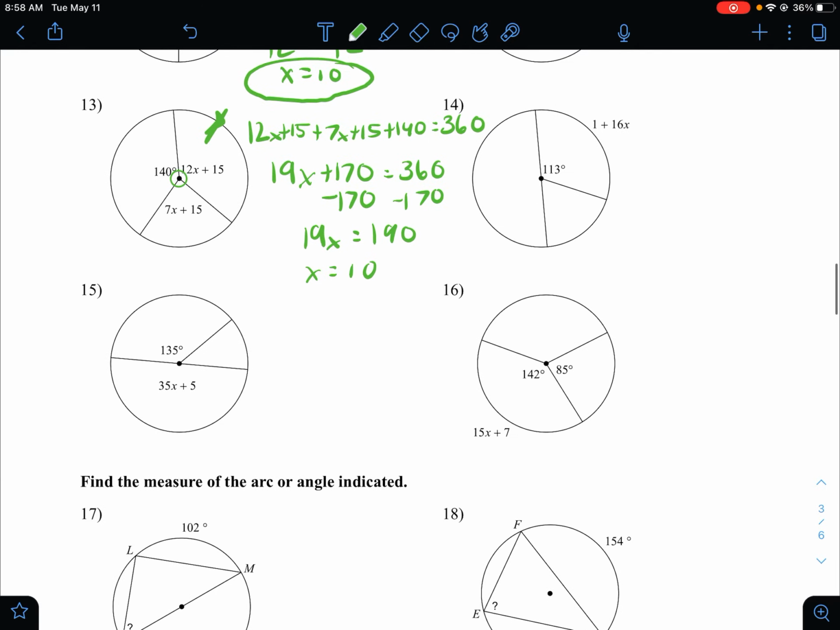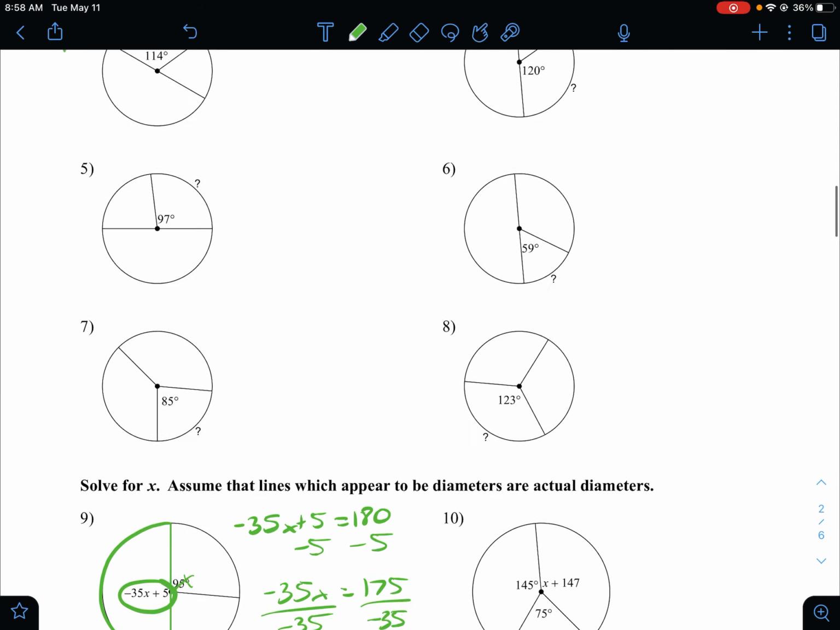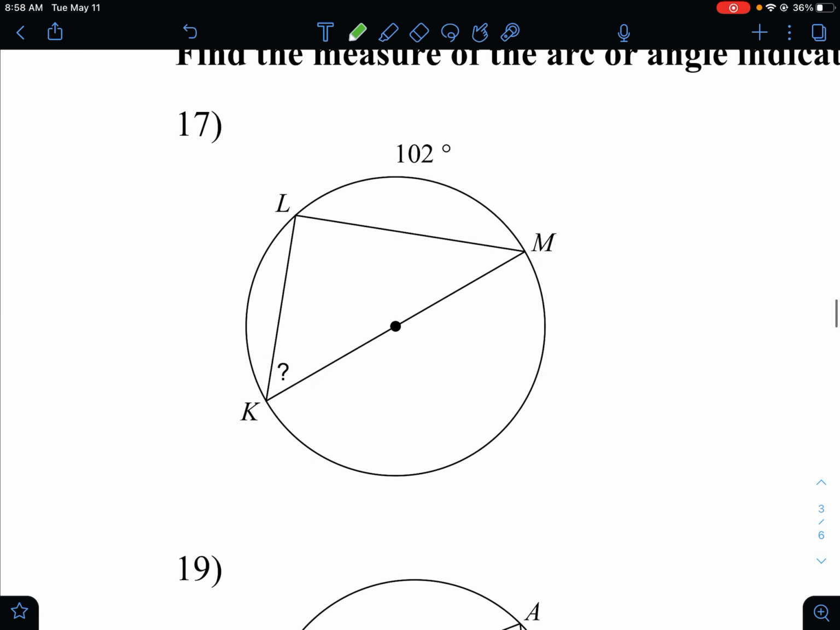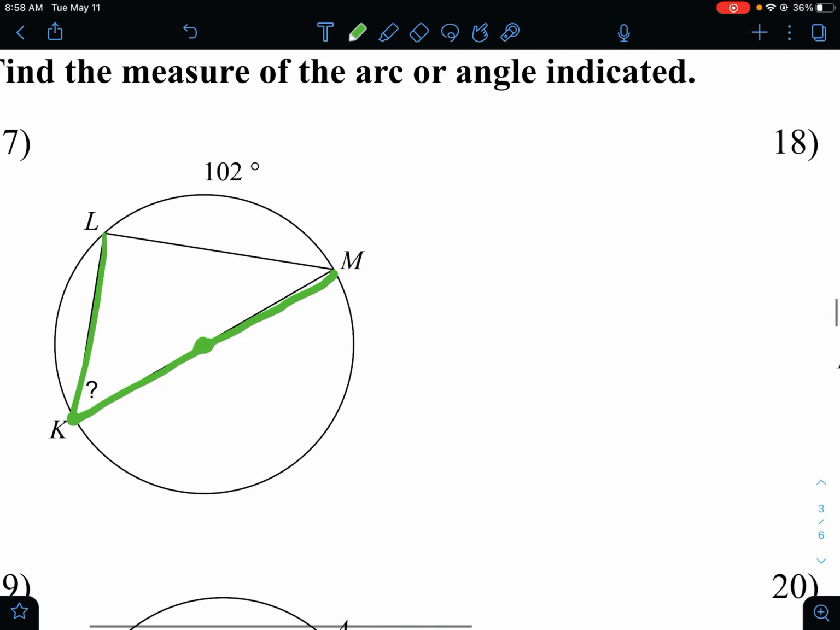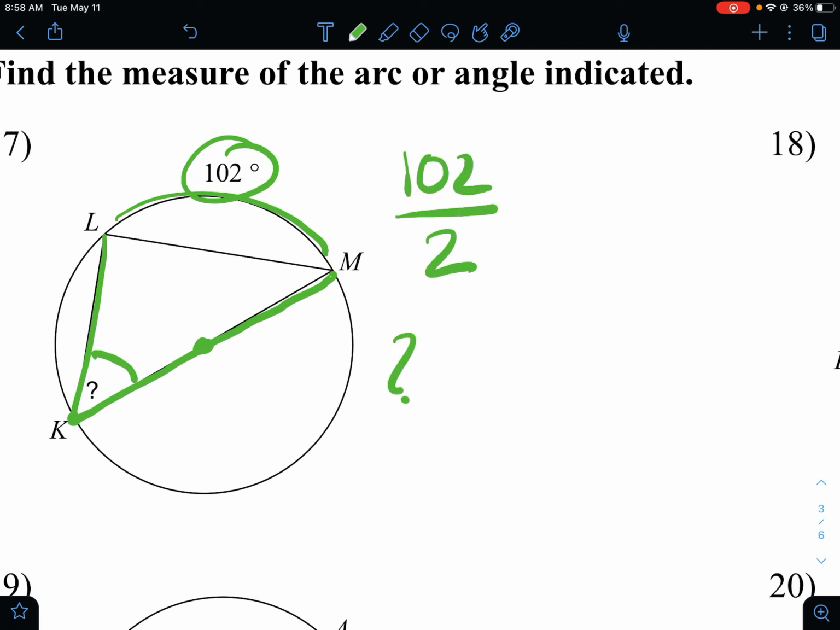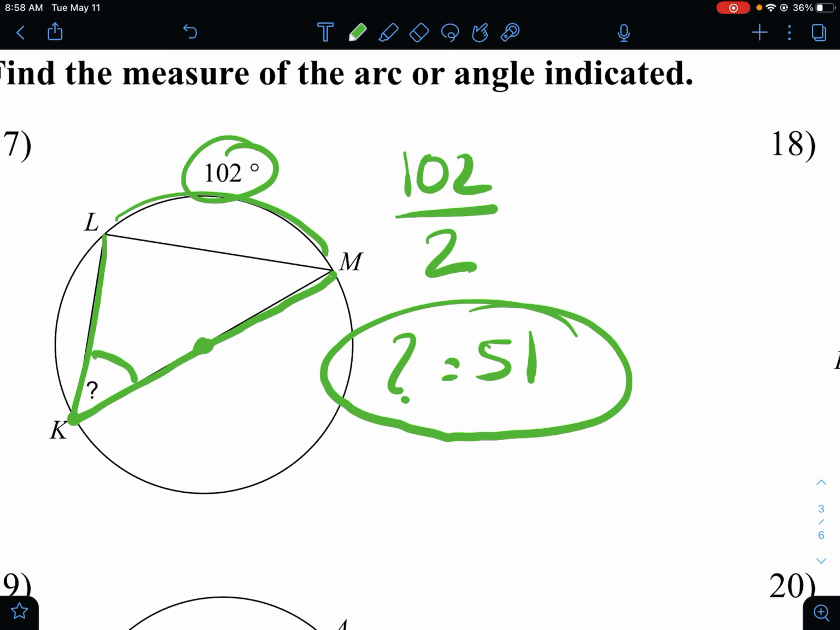So now let's go ahead and try, so these were all central angle problems. Let's try some inscribed angle problems. Again, an inscribed angle occurs when you have the vertex of the angle on the circle. So instead of the angle being right here at the center, it's on the circle. And in our notes, we learned that the measure of the angle is 1/2 the arc. So I know that the measure of this angle is going to be half of my arc measure that it intercepts here. So it's just 102 divided by 2, and we get that our question mark is going to be equal to 51.